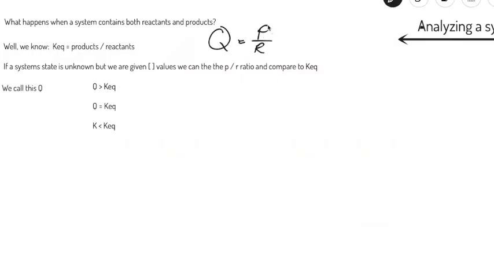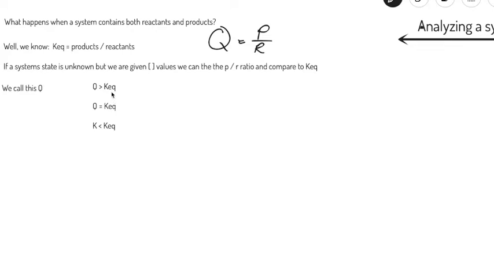Either way, we have Q, products over reactants. Now, products are going to be C to the c, D to the d over reactants, A to the a, B to the b, as we've seen previously. This value Q is going to compare our current conditions with our known equilibrium conditions. We have three possibilities here. In the case of Q, we have a value greater than KEQ.